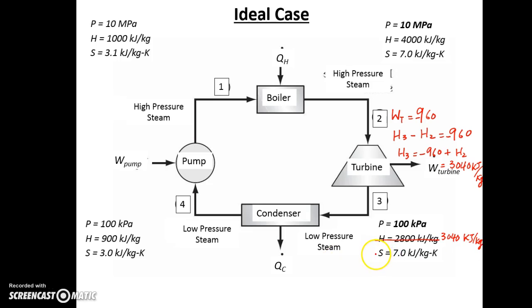Our process will no longer be isentropic, so our entropy in the initial state was 7. Entropy in the final state will be greater than 7. We don't have to compute that in this case, but we just note that since our turbine is not reversible, our process will no longer be isentropic. So I'm going to cross this out. This is not an ideal process. This is an 80% efficient turbine.